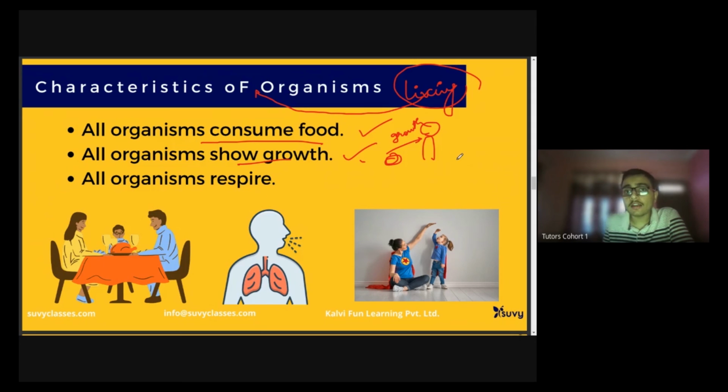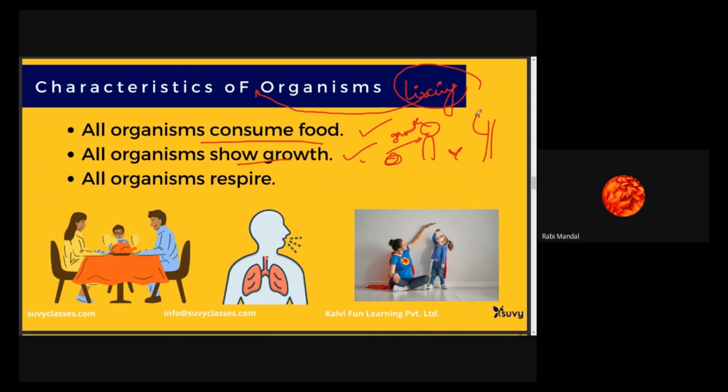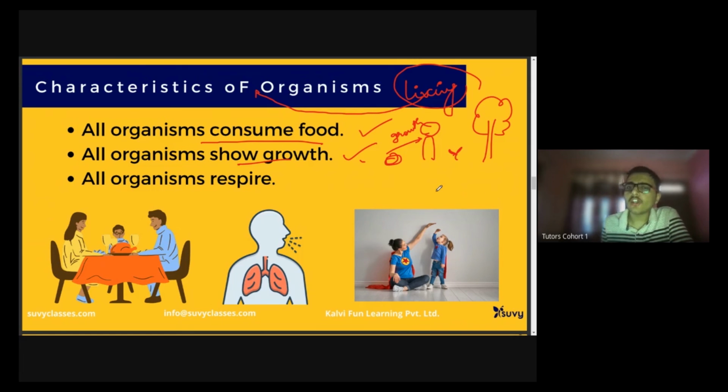Similarly, a plant which was a plantlet few years back is now a tree. So it has shown growth. Whereas if I talk about a non-living organism, for example, my pen, it is still a pen. It has not grown into a paper, right? So non-living organisms do not show growth.